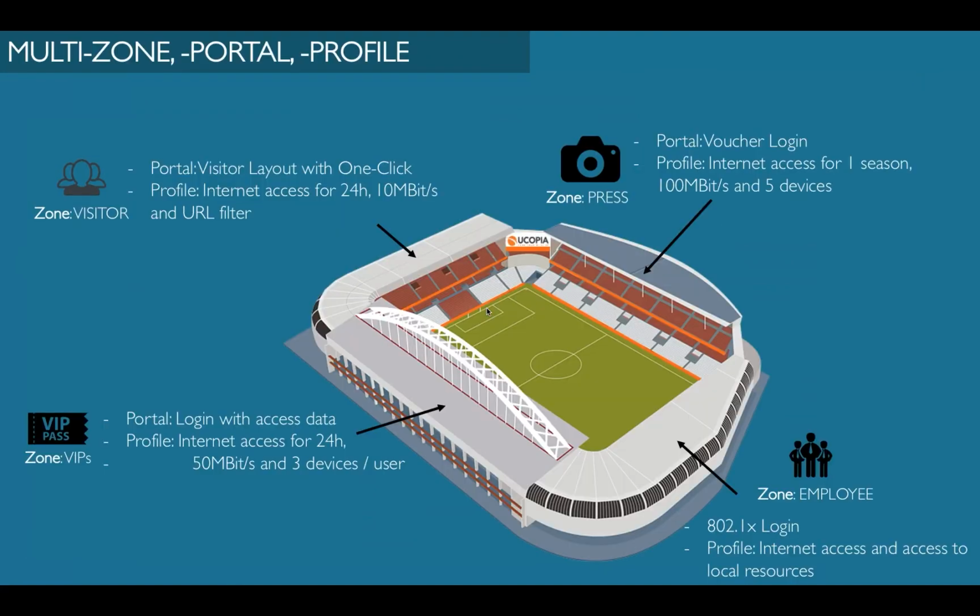Yeah, this is another example of a football stadium. For example, we just choose for now. You see, we have zone visitor and zone employee. In the upper left corner is visitors, and in the below right corner we have employees. If a visitor connects with one click, he will be pushed into the profile visitor, which means he has access for 24 hours, 10 megabit, and the URL filter. And if an employee logs in with 802.1x, he will have internet access and access to local resources. So this is just to give you a clearer overview of the slide we have seen before.